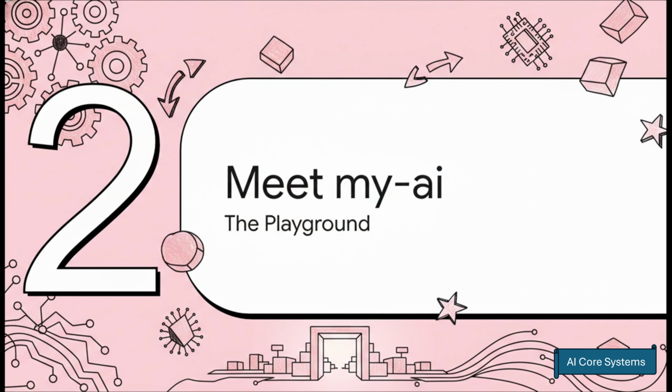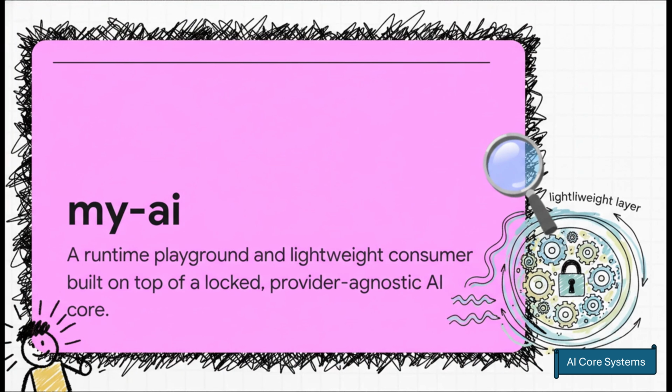So, how do we break free? Well, let's meet My AI. And it's important to know, this isn't the solution itself. Think of it more like a playground, a really practical, hands-on demonstration of the philosophy that can actually set you free. Yeah, the official definition really says it all. You gotta pay attention to those keywords, playground and consumer. This thing is not another framework or some new SDK. It's a super lightweight layer that sits on top of and uses a totally separate, protected, and provider-agnostic AI core.